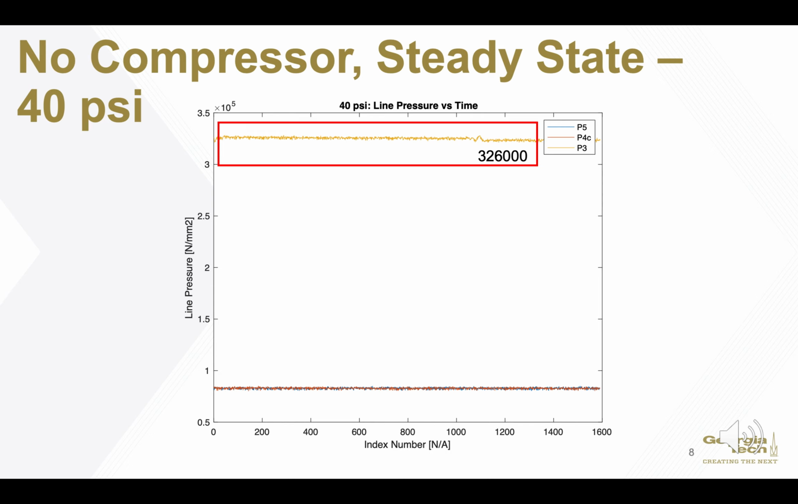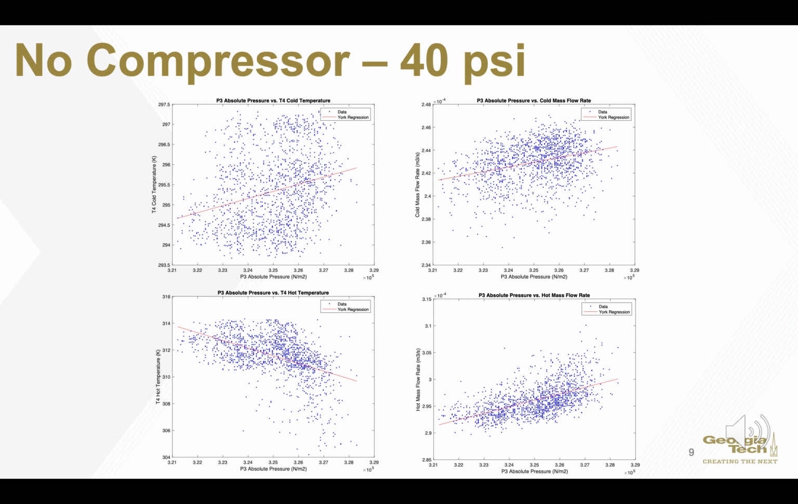Data at a 40 psi nominal pressure was analyzed. Based on the pressure data collected, a steady-state pressure of around 326,000 newtons per meter squared was reached within the first few moments of the data collection. There is a good amount of confidence in the steady-state value since there was very small variation after the value was reached. Again, the relationship between the P3 pressure and the vortex tube output temperature and flow rates were analyzed, and the same trends were seen here.